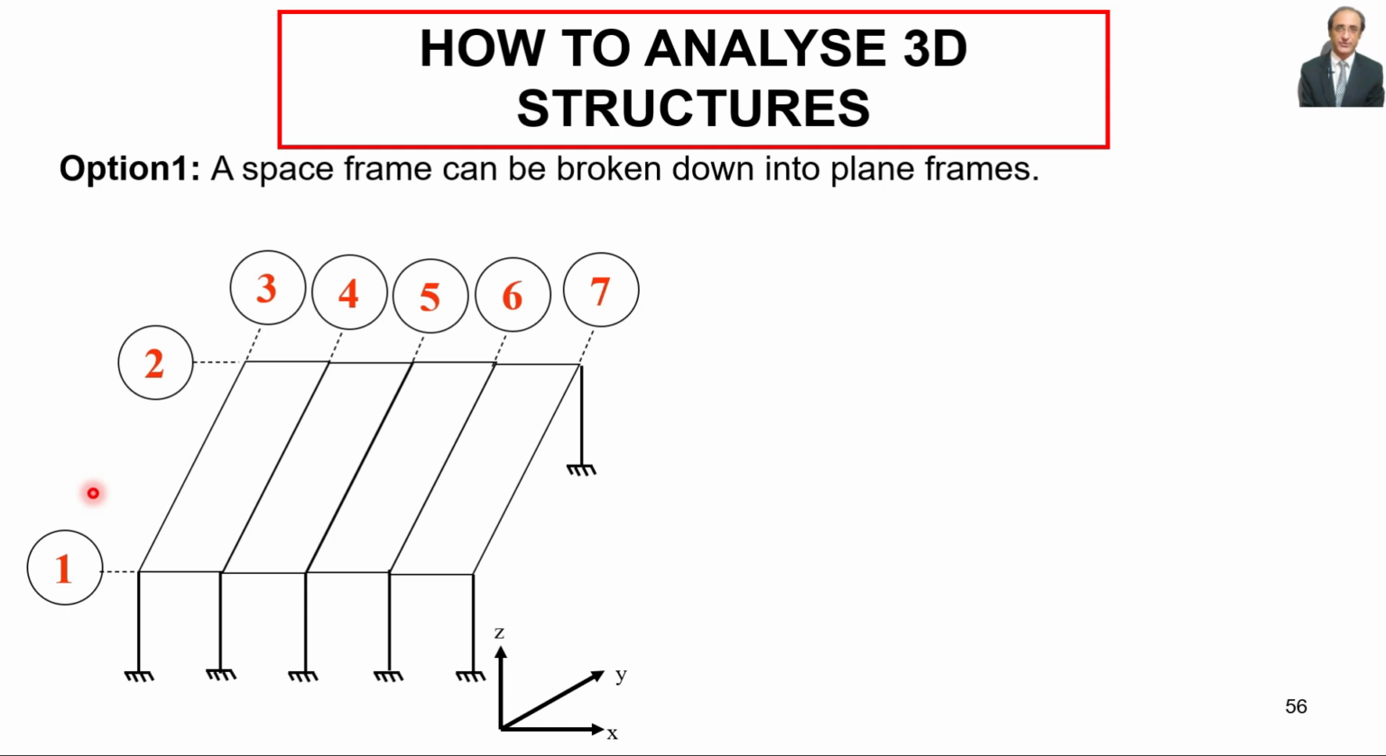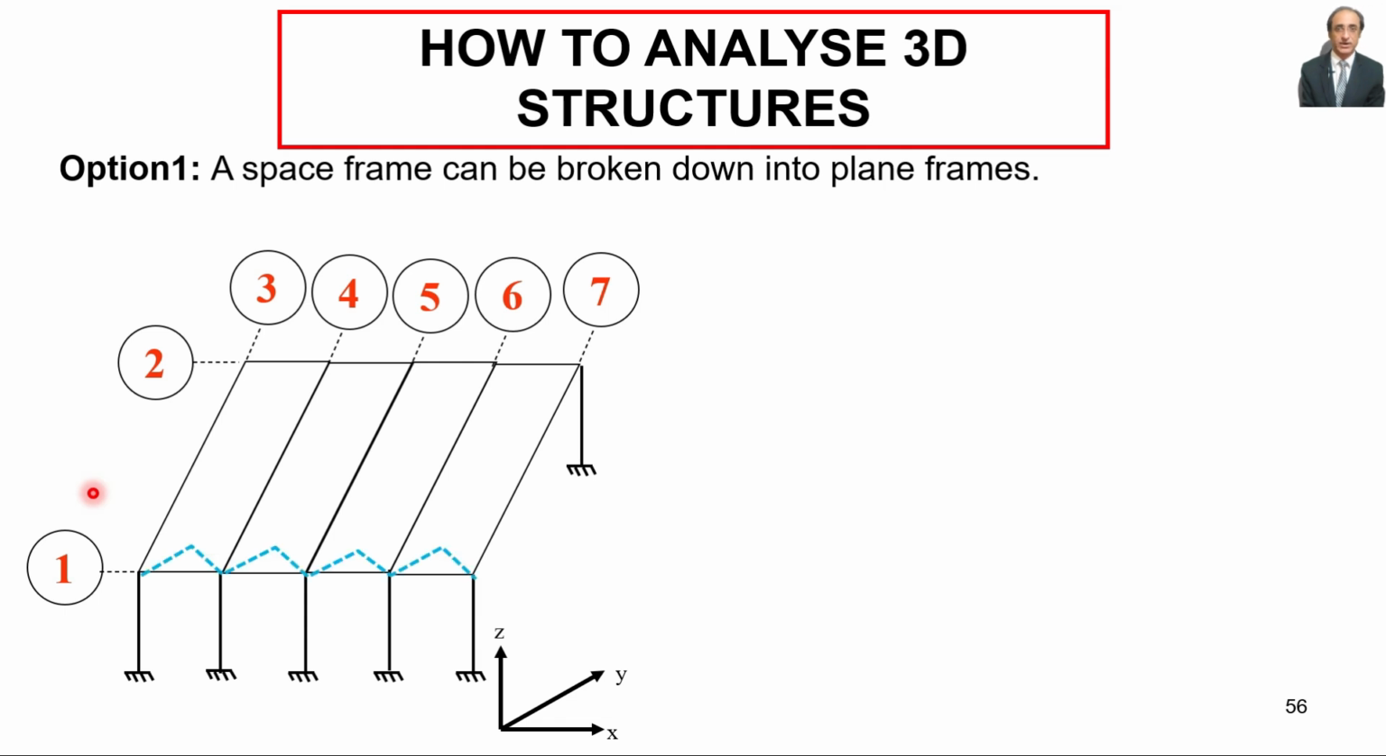The answer is no, because if we see closely, frames number 1 and 2, they are identical. So any one of them would be sufficient from the point of view of analysis and interpretation. Similarly, in the other direction, frames 3 and 7, they are identical. Frames 4, 5, 6, they are identical. Now what is the difference between, say, frames 3 and 4? The difference is with regard to the loading, the dead load from the slabs, which is higher in the case of the interior frames as compared to the exterior frames.